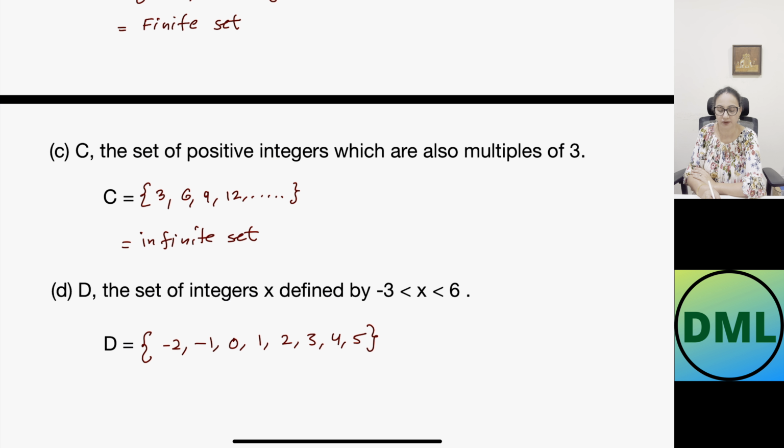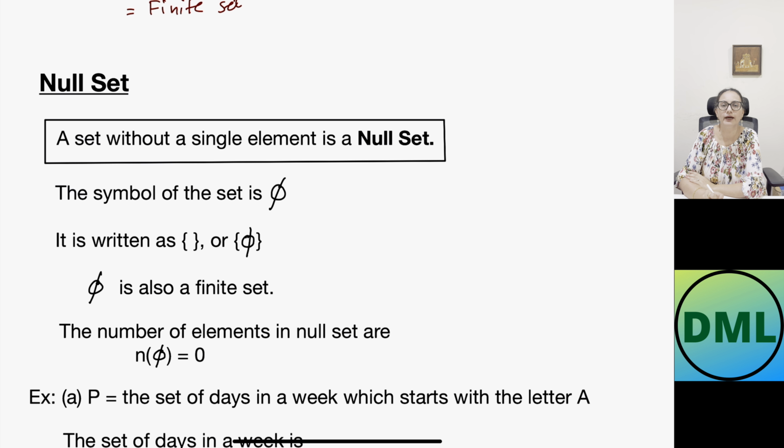Let's see what null sets are. A set without a single element is a null set. If you have a set with no elements inside it, that is called a null set. The symbol of the null set is phi. This is written either as empty curly brackets, or you can write curly brackets with phi inside it. This is also a finite set, as there are 0 elements inside it. So phi is a finite set. What is phi? Phi is a null set. The number of elements in phi is 0.